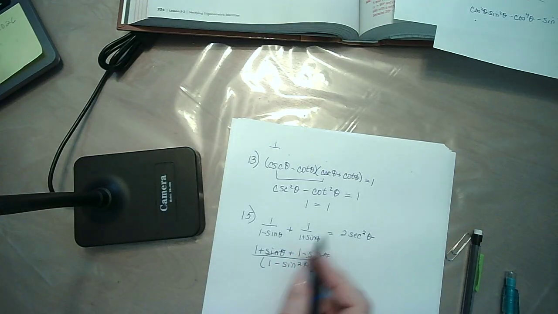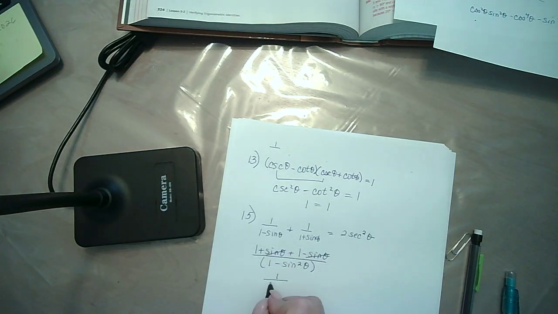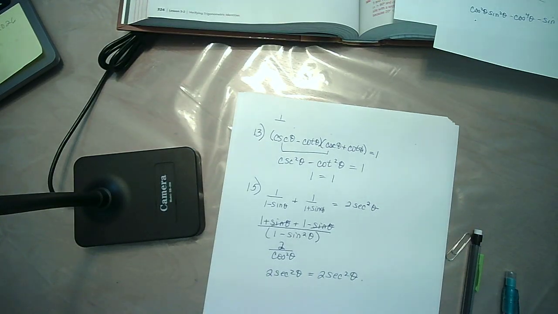This and this cancel out, so I'm left with 1 over, the denominator is cosine squared, and I'm going to flip, 1 plus 1, I'm sorry, is 2. I'm going to flip the cosine to get 2 secant squared theta equals 2 secant squared theta. Oh, sorry, I was off of view. All right, what time do I have on this?